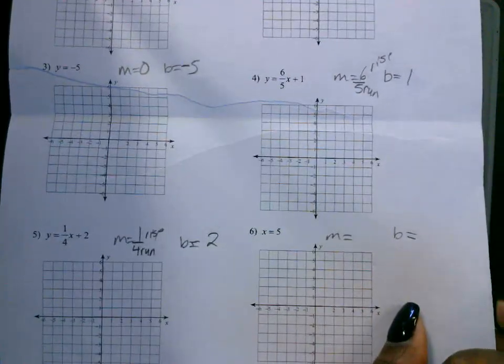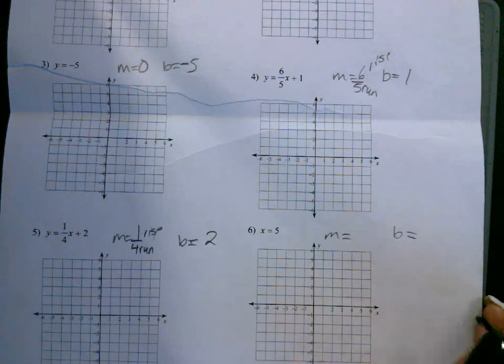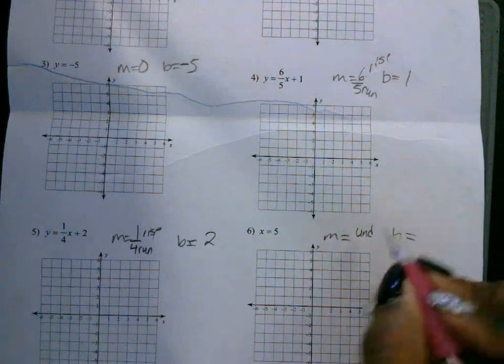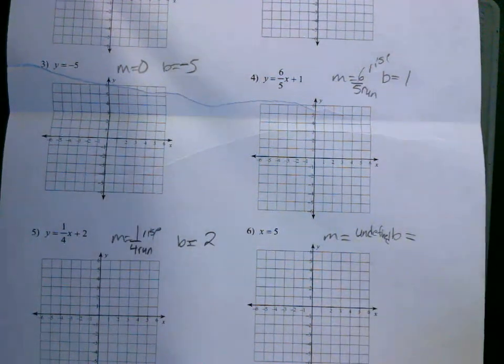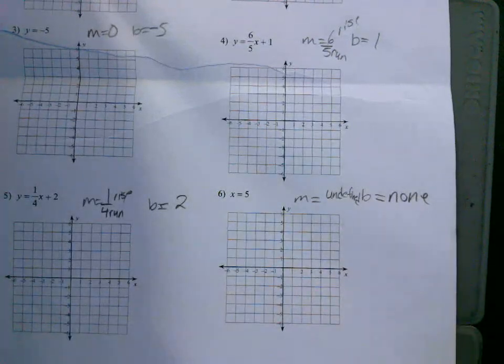What's your M? What's your M, America? What's your M for number 6? There is none. It's undefined, though, because it's going to be a line that goes straight up and down. So you were very close. It's undefined. What's going to be your y-intercept? There's not going to be one. There is none. Okay? It doesn't go through the y-axis at all. Okay? All right, so now let's graph.